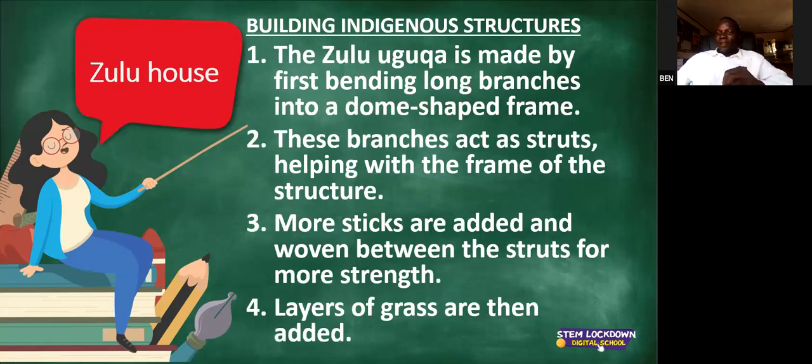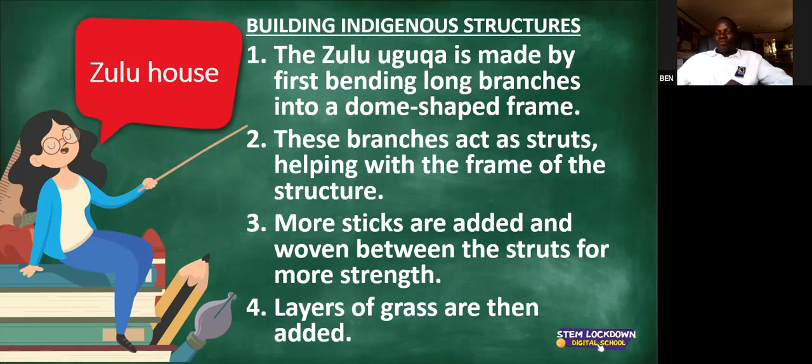It is dome-shaped, and they were using branches as struts. They were using sticks and wove them, and layers of grass were added. These are the three statements you can pick from this.